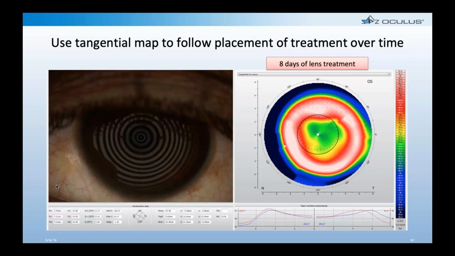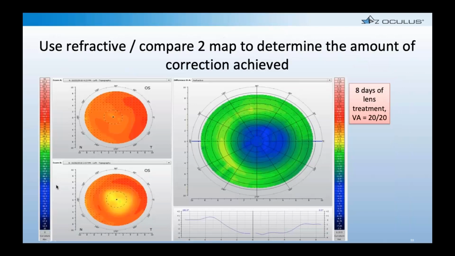So here is our comparative 2 map for refractive data. And again, if we look down at the graph on the bottom right, what we can see is that we are achieving, again, about 3.5 to 4 diopters of correction. And this eye at this point was 20/20 uncorrected at this 8-day follow-up treatment.